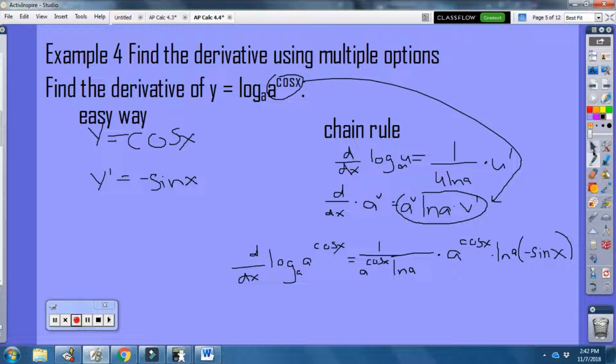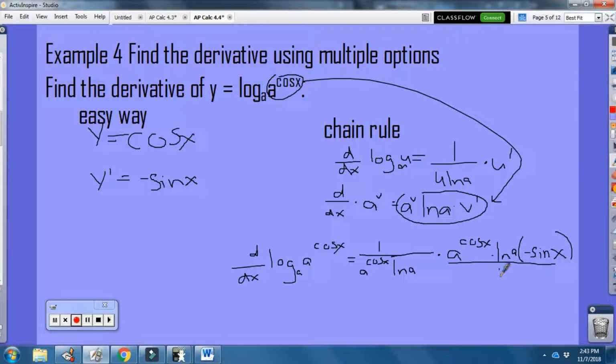Now, all of this here is on the numerator. I could just rewrite it as one big fraction. It's all in the numerator, and everything's being multiplied, so I can cross cancel. A to the cosine of x cancels. Natural log of a cancels. I'm just left with negative sine of x over 1, which is just negative sine of x.